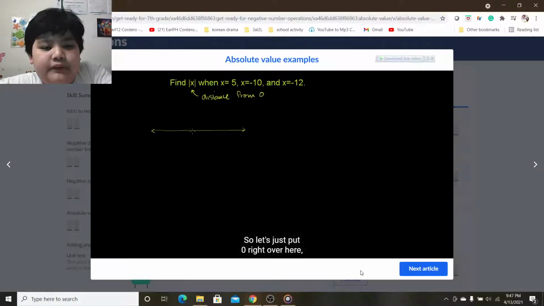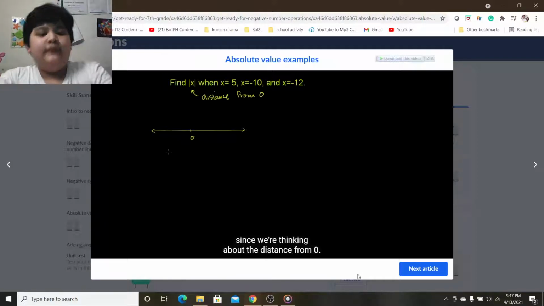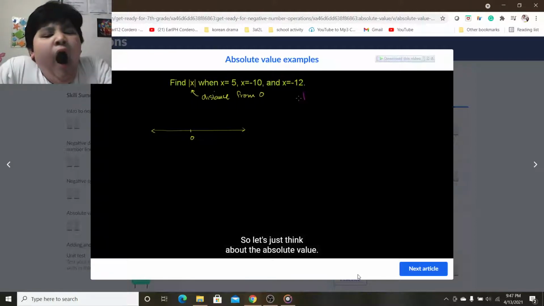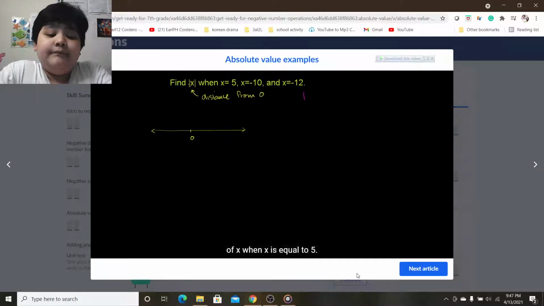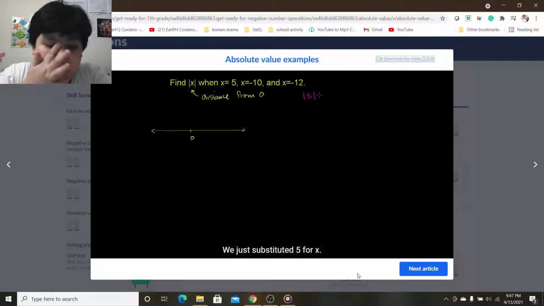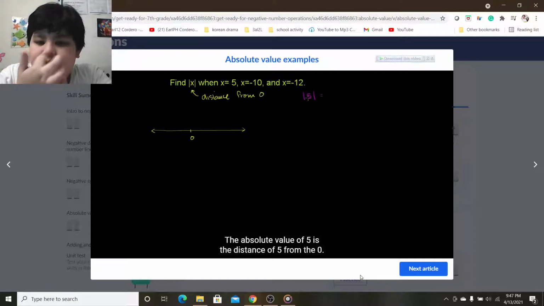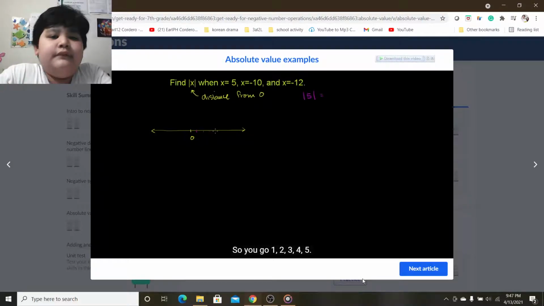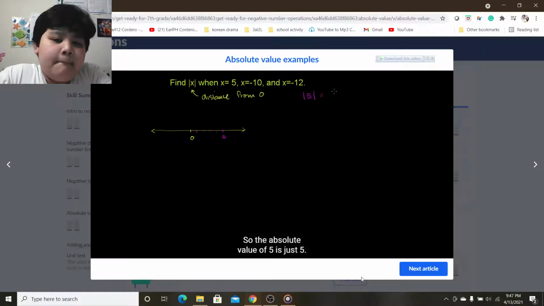Put 0 right over here, since we're thinking about the distance from 0. So let's think about the absolute value of x when x is equal to 5. That's equivalent to the absolute value of 5. We just substituted 5 for x. The absolute value of 5 is the distance of 5 from 0. So you go 1, 2, 3, 4, 5. 5 is exactly 5 to the right of 0. So the absolute value of 5 is just 5.